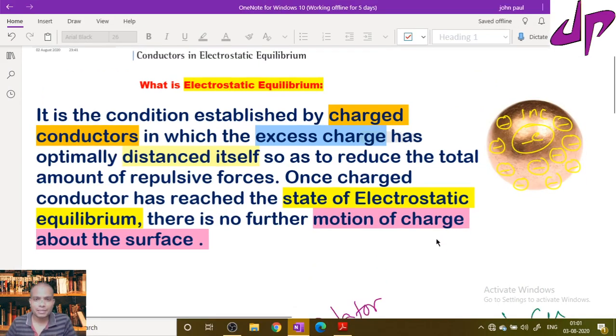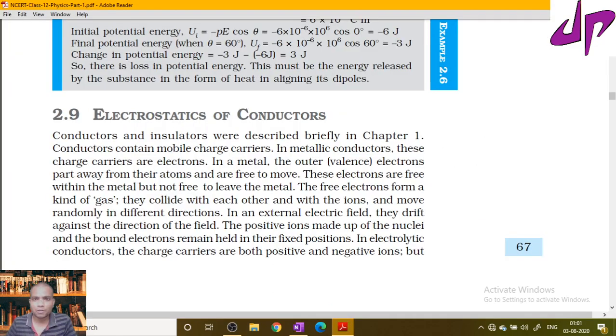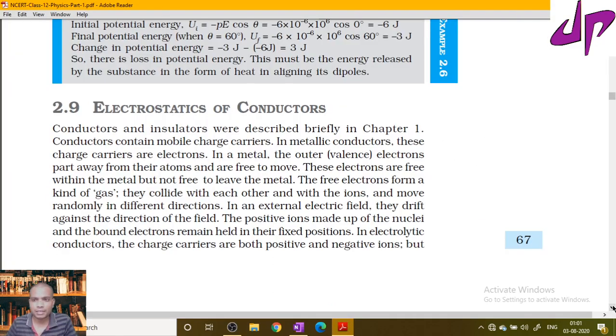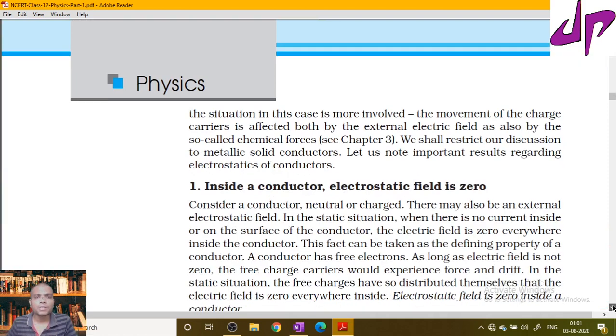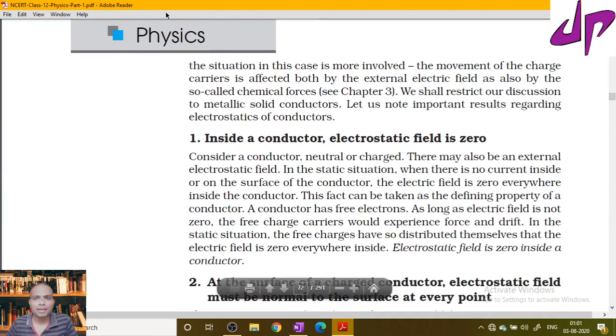Now, taking that, let us see the properties one by one. The first one, which is given here: inside a conductor, the electric field is 0.